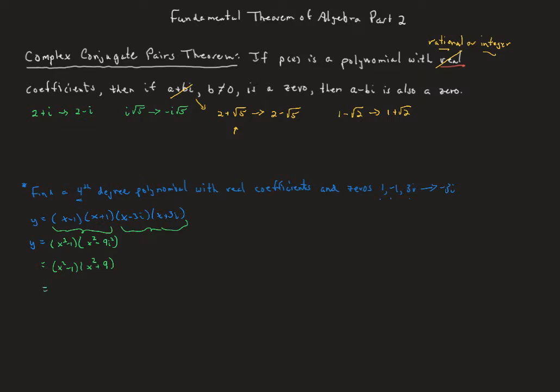And then we can finally multiply that out, and we'll get an x to the 4th, the 9x squared, and a minus x squared, and finally a minus 9. And so our polynomial is going to be x to the 4th plus 8x squared minus 9. There is our 4th degree polynomial that has zeros 1, negative 1, 3i, and then by default it must also have negative 3i as a 0 as well.